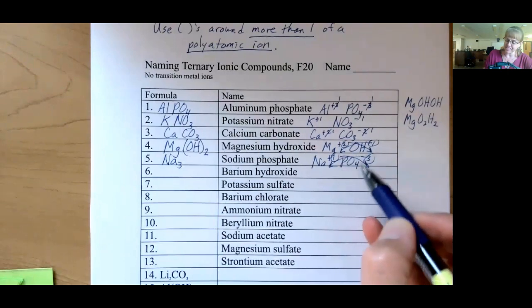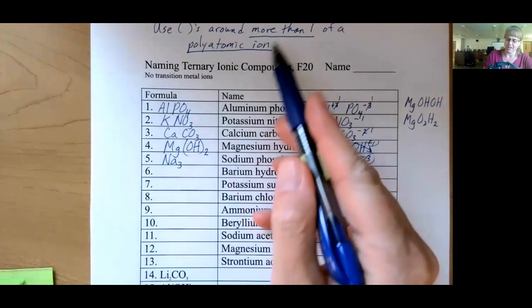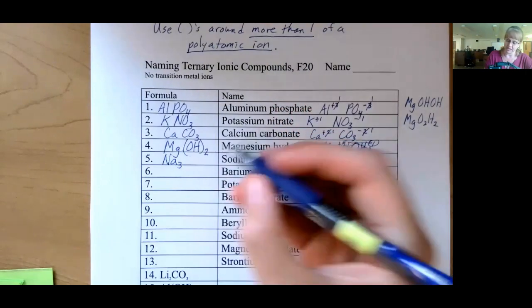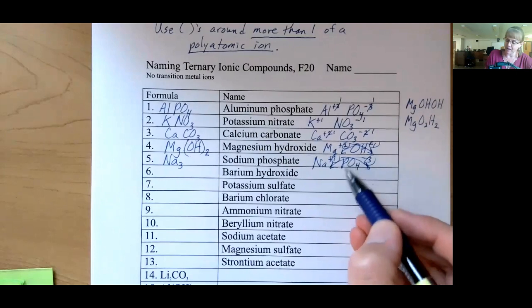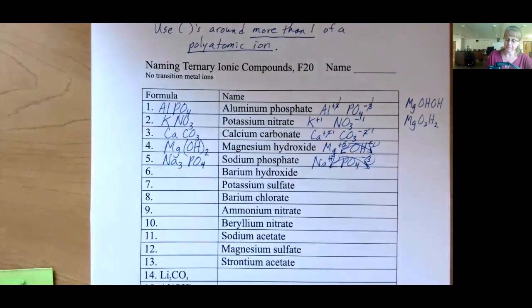Then we have a phosphate ion. We're only going to need 1 of them. Do we need parentheses? No, we only need 1 of this polyatomic ion, so we do not need parentheses. So simply copy down all the letters and the subscripts. You try barium hydroxide. Pause the video.